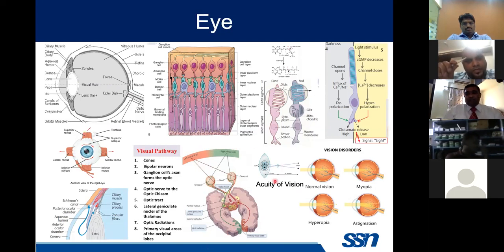Then the acuity of vision, all about your spectacles, why we need spectacles. In myopia, the light rays fall in front of the retina. In hypermetropia, they fall behind the retina. In astigmatism, there are multiple axes in which refraction happens, and there are many foci of the lens. That's why we need cylindrical lenses for astigmatism.